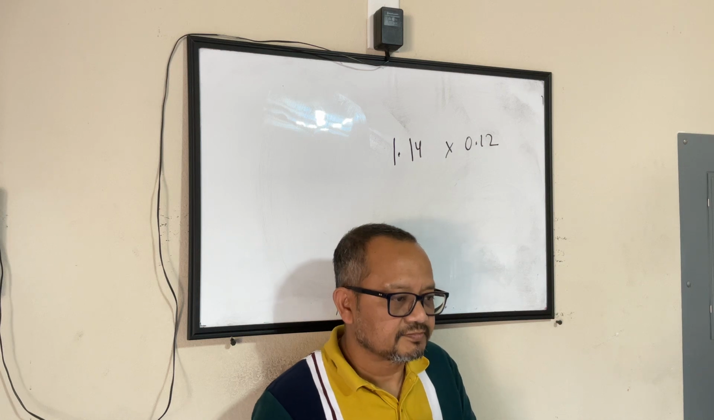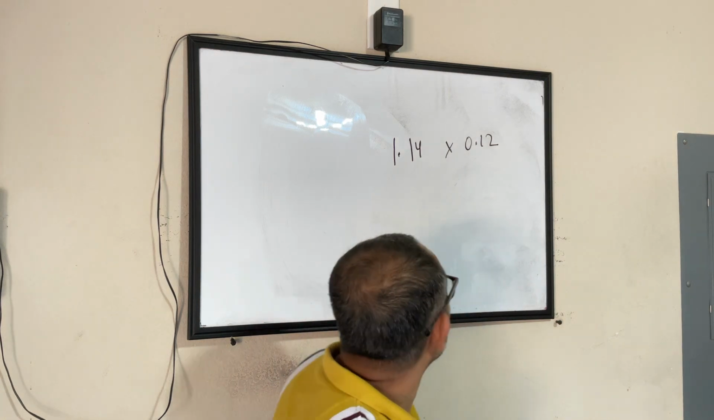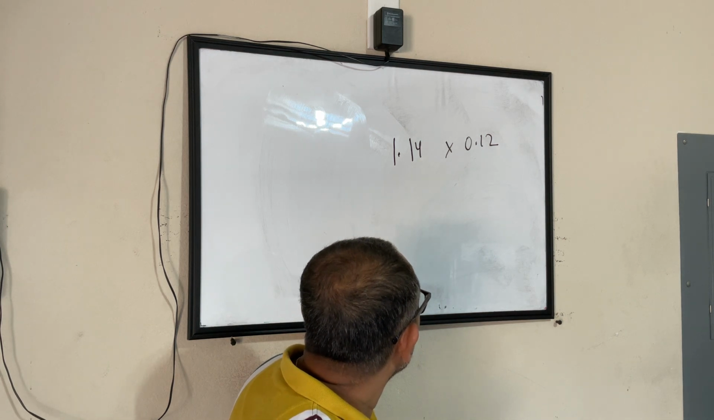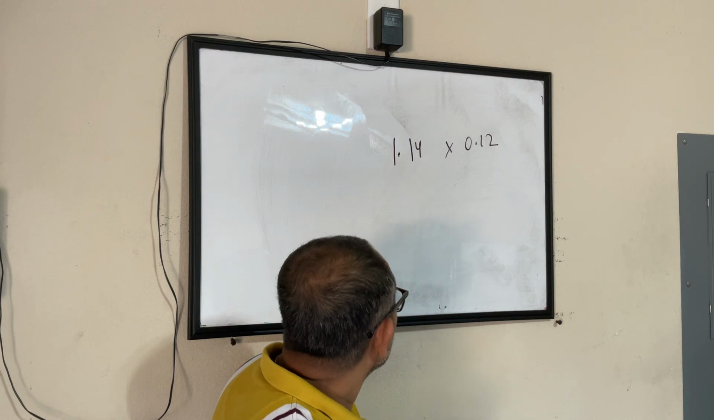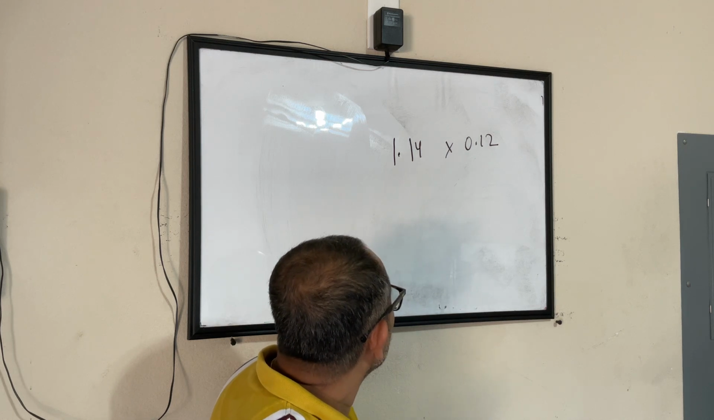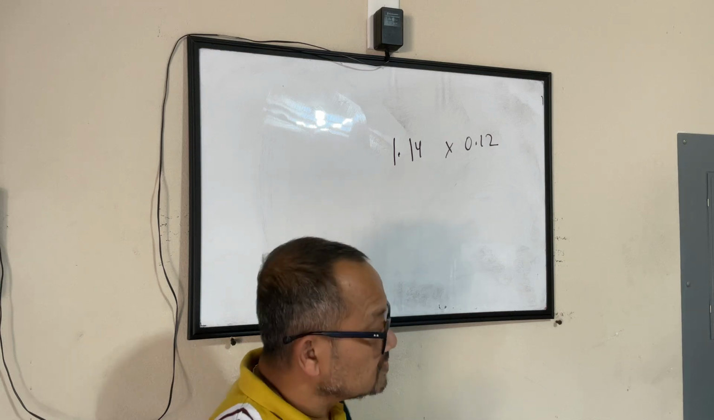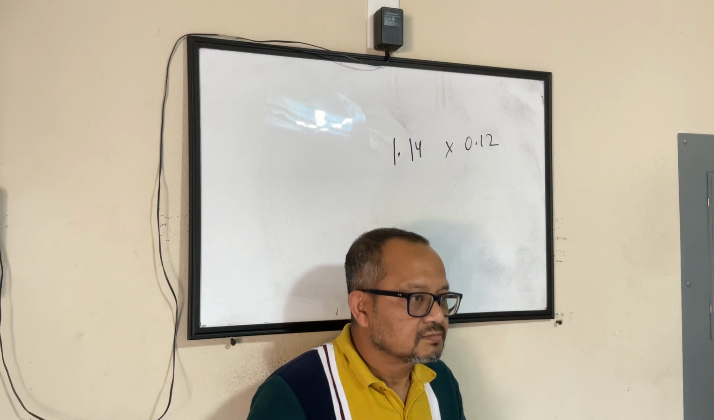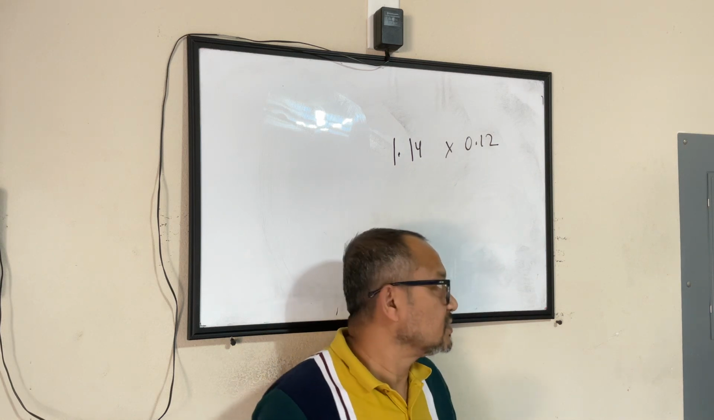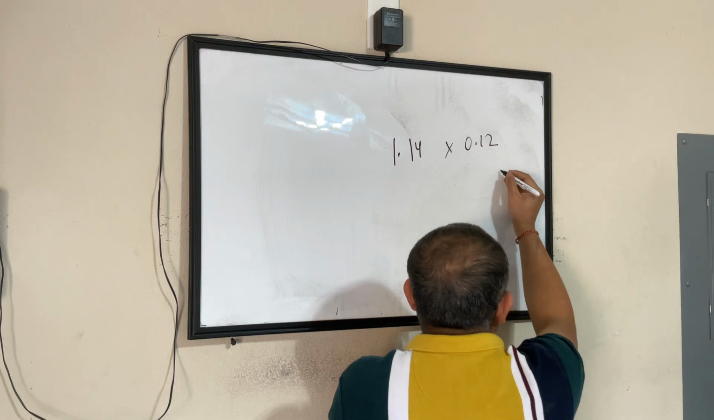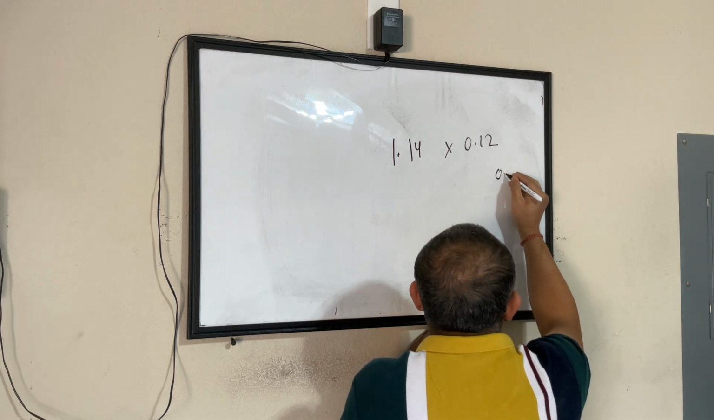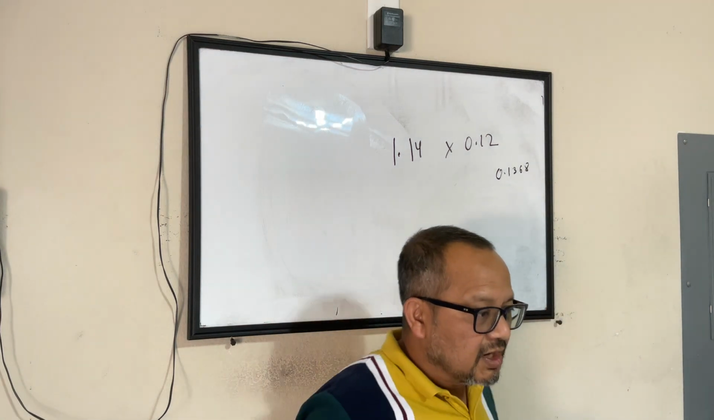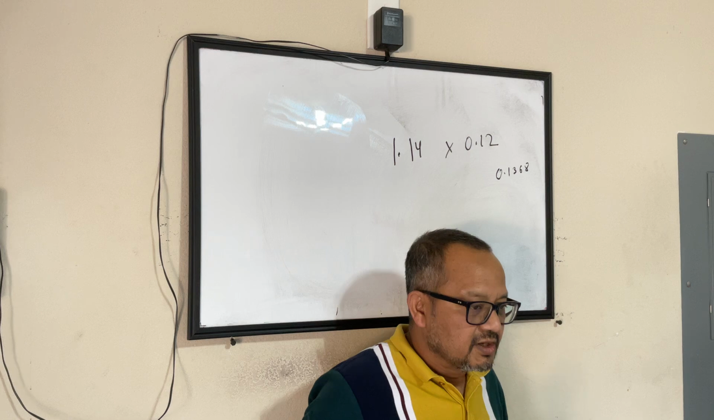So I did 4 times 2, and then 1 times 2, and 1 times 2, and then I moved on to the next row. So 4 times 1, and then 1 times 1, and 1 times 1, and I added those two numbers together, and then I got the answer. Okay, and how much was your answer? Now you can tell the answer. 1368. 0.1368. Okay.